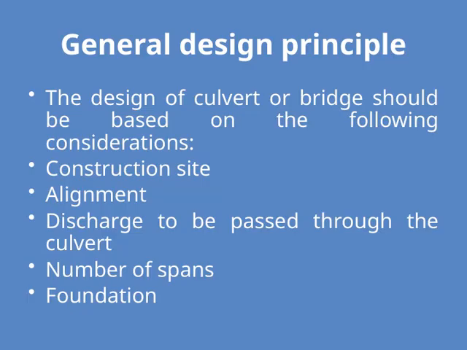When designing a culvert or a bridge, it's essential to consider several key factors to ensure safety and efficiency. First, the construction site itself plays a crucial role. Its location, accessibility, and environmental conditions will influence the design choices. Next, the alignment is important. We need to make sure the structure integrates smoothly with the existing or planned infrastructure.